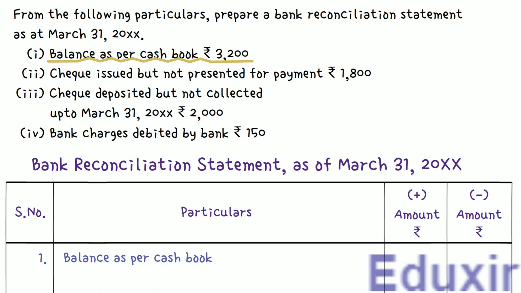As this is the debit or favorable balance, we need to add this amount. Let us now add this amount of 3200 rupees. That completes the recording of these details into the bank reconciliation statement. Let us now take up the next details.